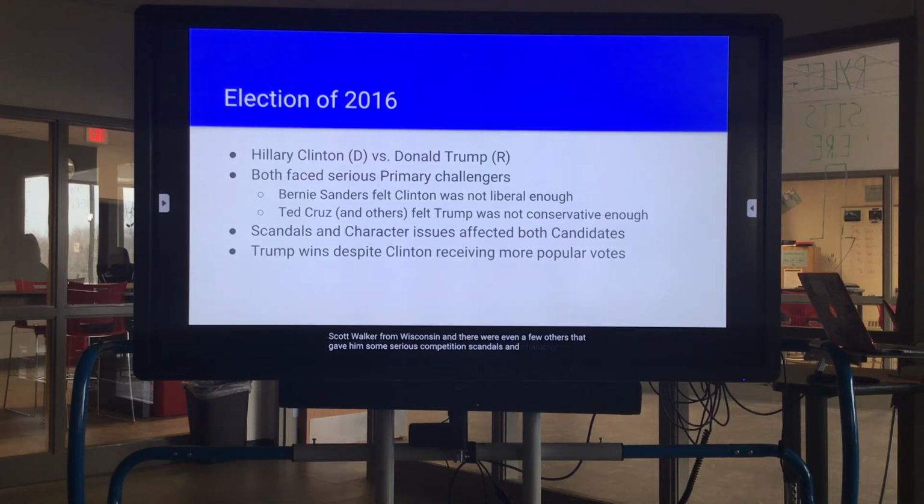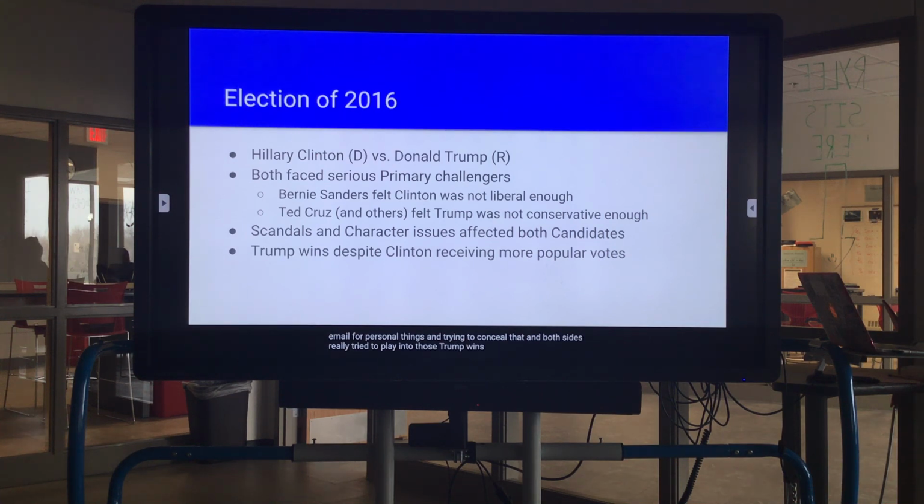Scandals and character issues definitely affected both candidates. For Trump, it had a lot to do with his exploitation of women at times, and also his dealings with donors from Russia. Clinton's had more to do with using her government email for personal things and trying to conceal that. And both sides really tried to play into those.